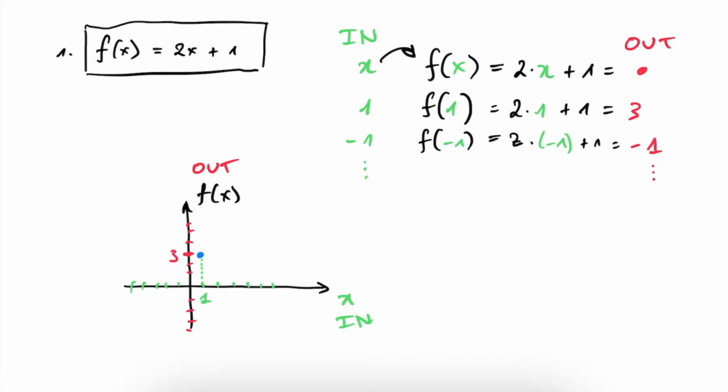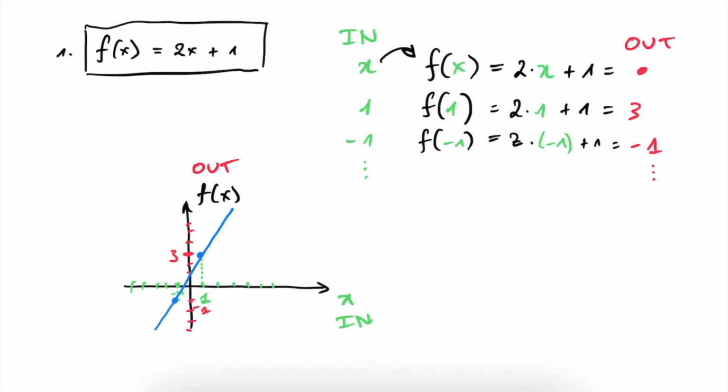The same can be done for minus 1, which is here. It's minus 1. And we know that minus 1 gives minus 1, which is here, this point. So again, we track minus 1 down until we reach the minus 1 on the output, and we give it a dot. Now these 2 dots, they will connect a line.